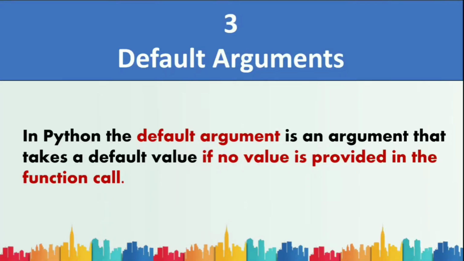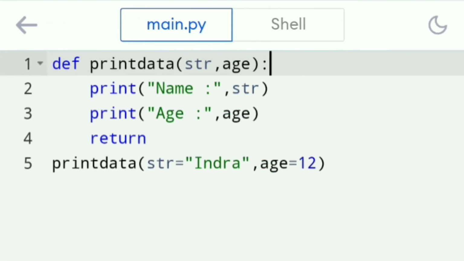So the third one is default arguments. So in Python, the default argument is an argument that takes a default value if no value is provided in the function call. Which means we are supposed to provide the value in the function definition statement itself. So let's see with an example. So let's take the previous program as the example here. So we do have two parameters. Let's assign one value for the age.